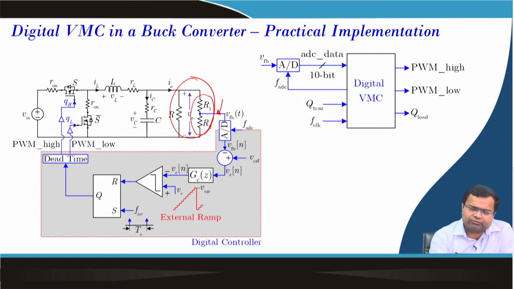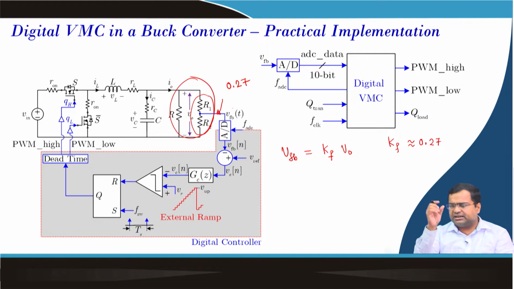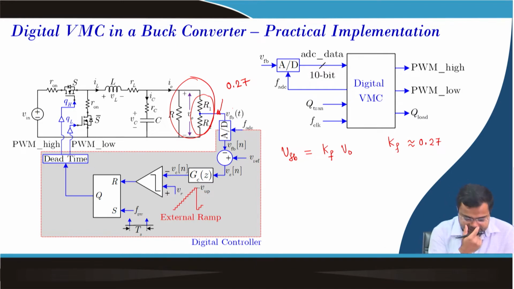And in this particular design we are going to show the hardware also in the subsequent lecture. We have considered this scaling factor to be 0.27, which means the feedback voltage is some feedback gain times the output voltage, where the feedback gain is approximately equal to 0.27, because by virtue of the resistive divider we are getting it like this.